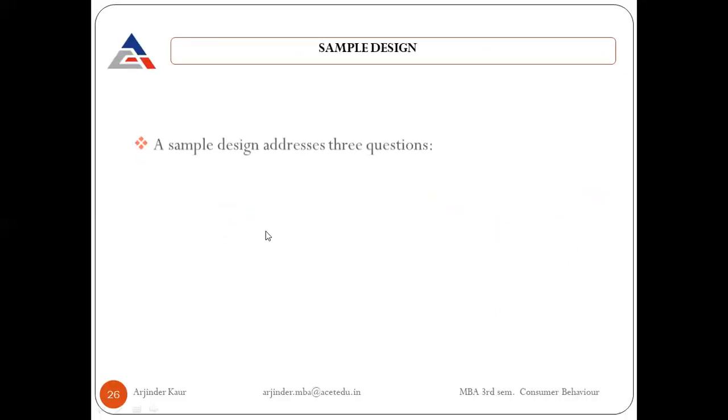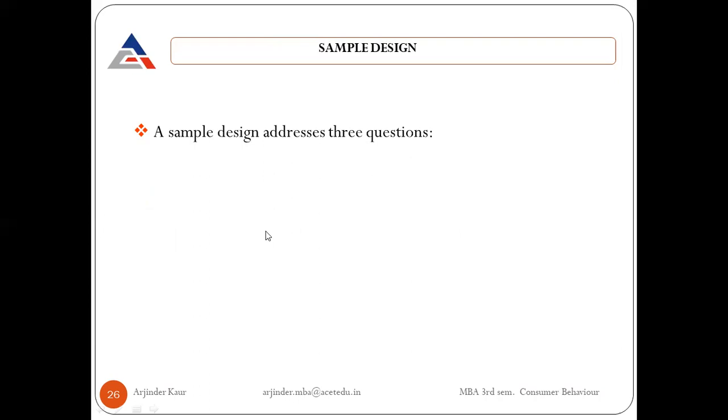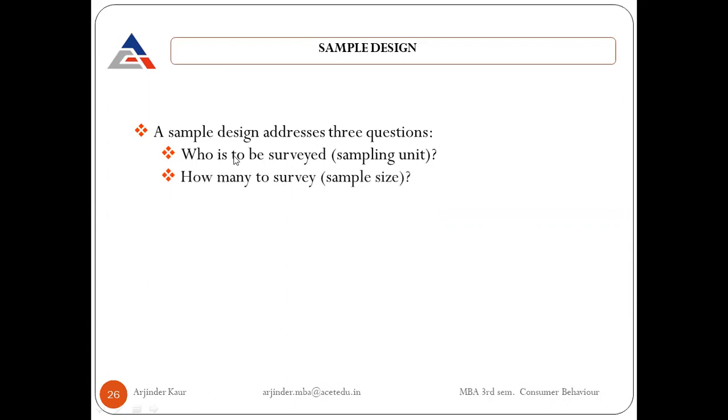The next thing is, once you have designed the instrument and decided upon the method you'll use for collecting the data, afterwards you need to design the sample. A sample design basically addresses three questions. First is who is to be surveyed, which is called the sampling unit. Like one of you said that you will contact young persons for the question I've asked. So youngsters are the sampling unit.